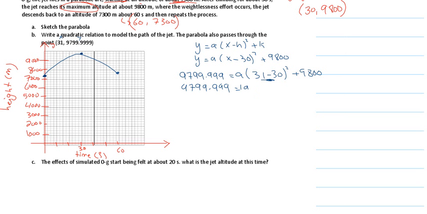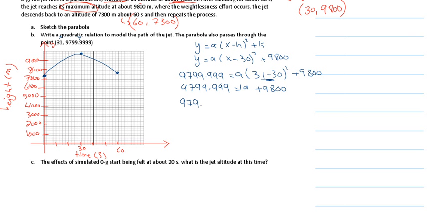Now, what am I supposed to do? Move what? Move the 9,800 over, and if I move it over, what do I get? Minus 9,800. That's supposed to be a 9. Equals a. And that's supposed to be 0.001, I think.